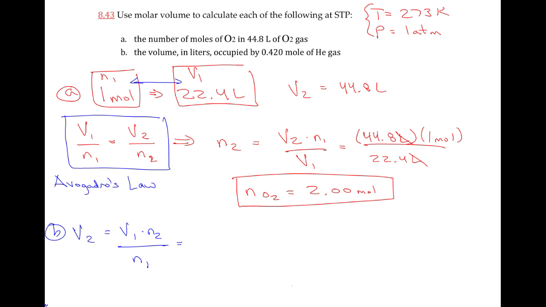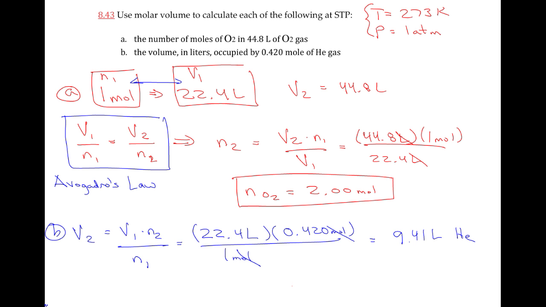So I'm just going to substitute my values into the equation. So 22.4 liters multiplied by the 0.420 moles divided by 1 mole, and again that's an exact number. So you can see that moles and moles are going to cancel like this, and my V2 will be 9.41 liters of helium in this case. So for part B I get 9.41 liters of helium.